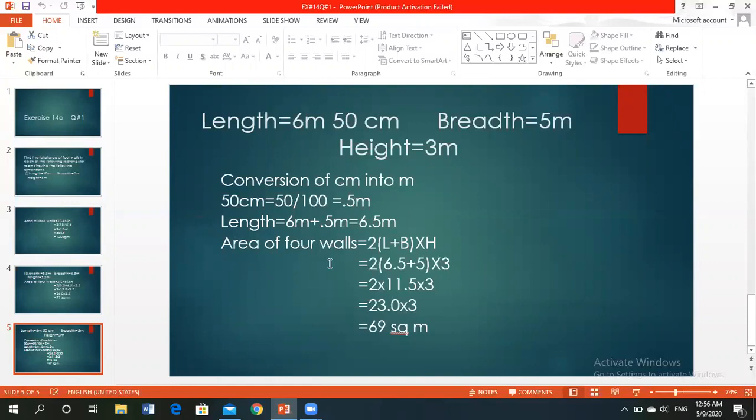We will apply the formula of area of 4 walls, and that is 2 times (length plus breadth) times height. Length is 6.5, breadth is 5. Add these two values and we will get 11.5. Now multiplication: 2 times 11.5 is 23.0 times 3. The 0.0 is valueless, so 23 times 3 is equal to 69 square meters.